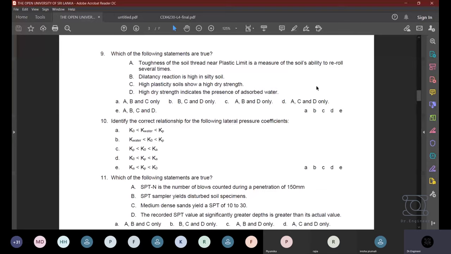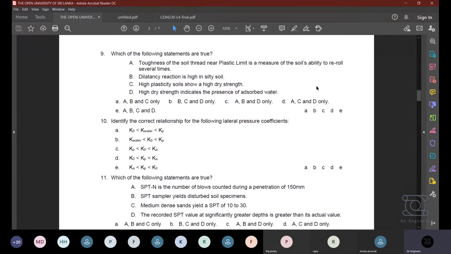Another option D, high dry strength indicates the presence of adsorbed water, right? Yeah, right. If it is high dry strength, absolutely there is high clay content. So if there is a high amount of clay content, there is presence of adsorbed water, right? In the dry state, if the sample is dried in an oven or by an air drying process, at that time there won't be any water. But in its normal state, there will be absolutely a high amount of adsorbed water in that. So all the statements are correct here.